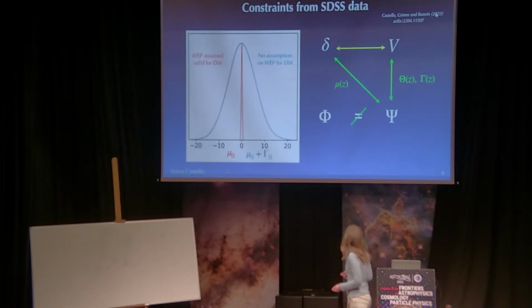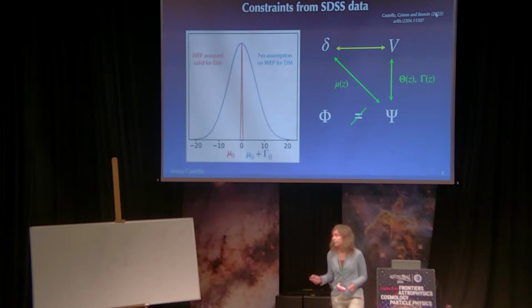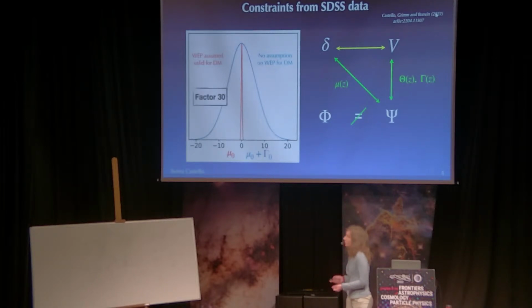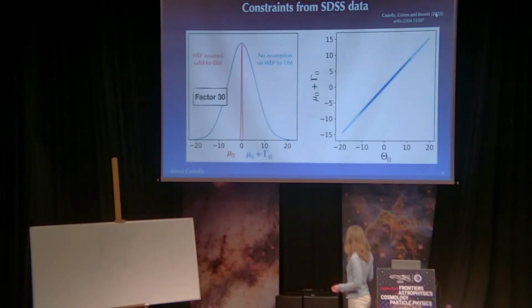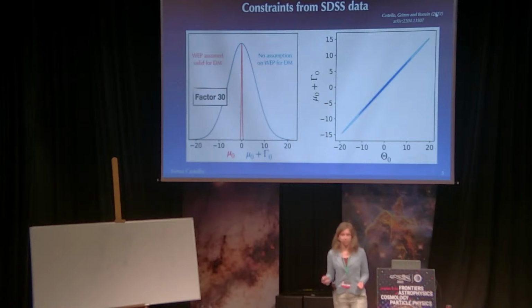However, when we drop this assumption, so we have our parameters theta and gamma, you can see that something very strange happens, which is that our parameter mu becomes fully degenerate with the parameter gamma. So we cannot constrain mu alone anymore. And the constraints are worsened by a factor 30. And on top of this, this additional combined parameter becomes fully degenerate with our parameter theta 0. So when we reach this point, we ask ourselves, is there a way to somehow save these constraints?